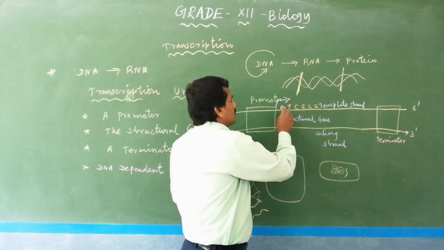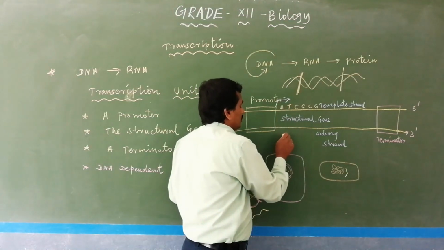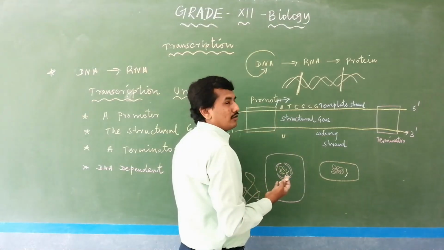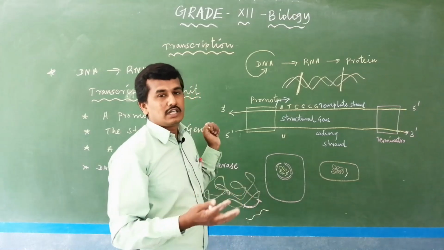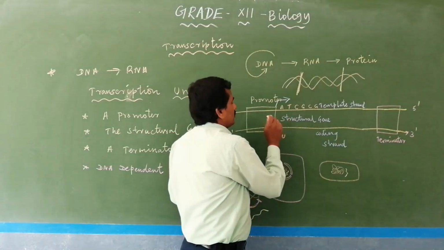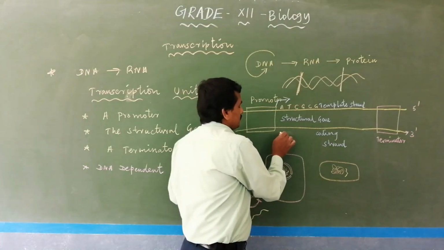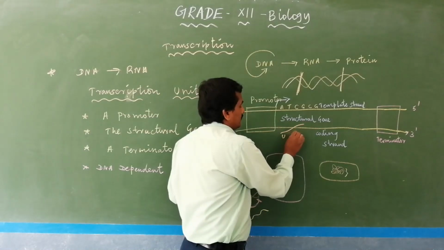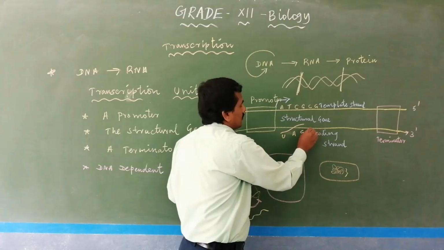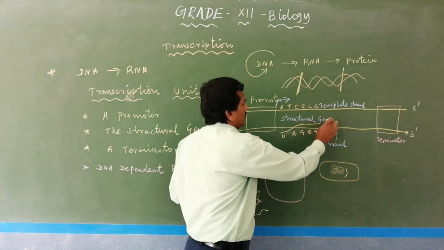During movement, for example, if adenine is present, here uracil is formed, because opposite adenine would be thymine, but in RNA we know thymine is absent. Instead of thymine, uracil is present in the RNA. So adenine gives uracil, thymine gives adenine, cytosine gives guanine, guanine gives cytosine. In this way an RNA keeps forming.